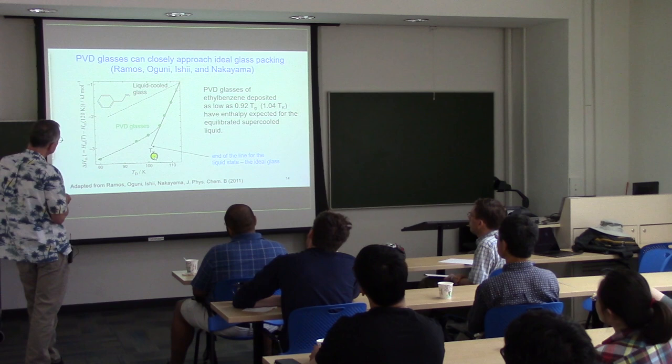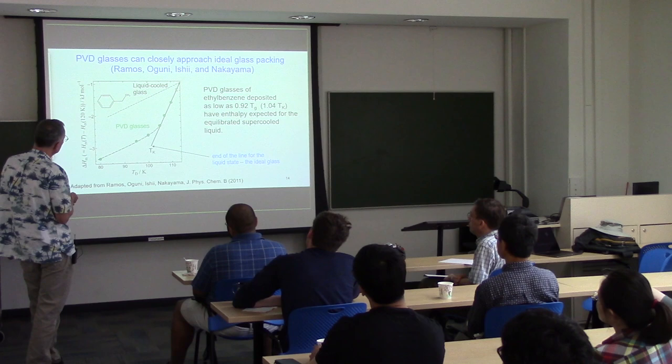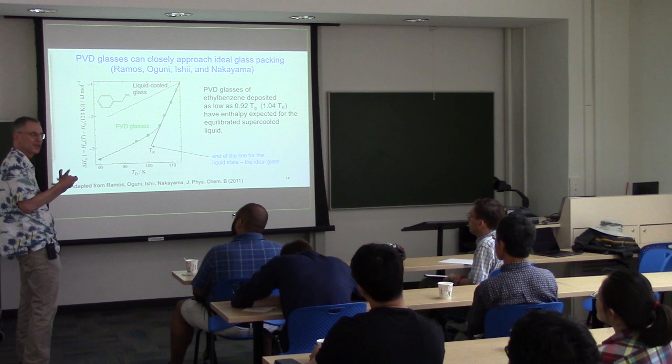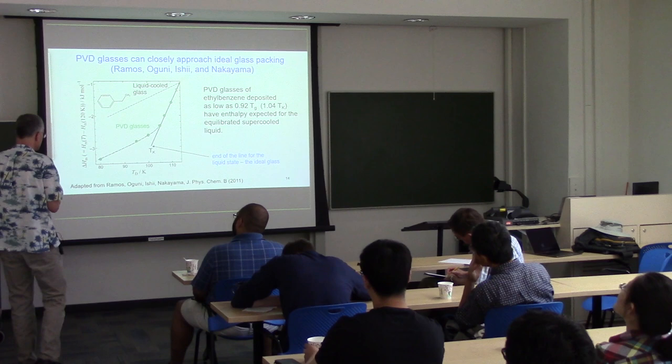that something pretty dramatic has to happen if you stay in equilibrium down to within just a few Kelvin of this Kauzmann temperature. Again, supporting the idea that there's some underlying thermodynamics beneath the kinetically controlled glass transition that we deal with in the laboratory.